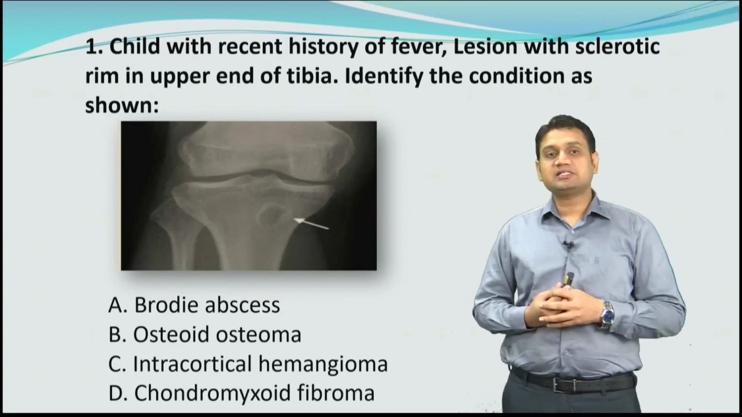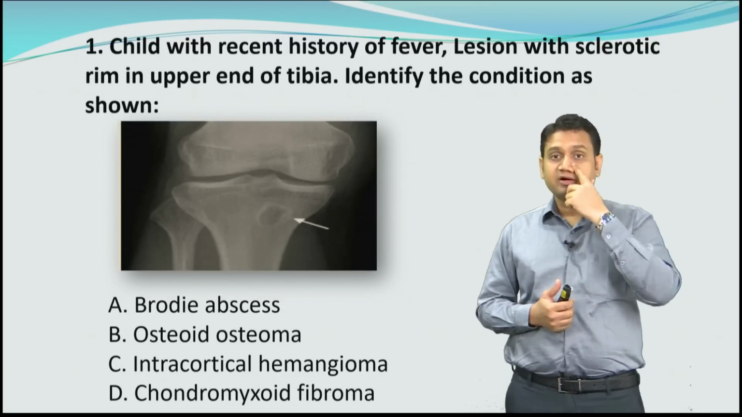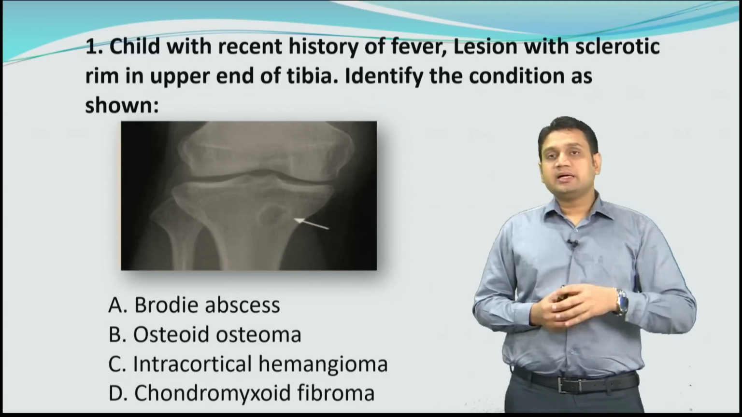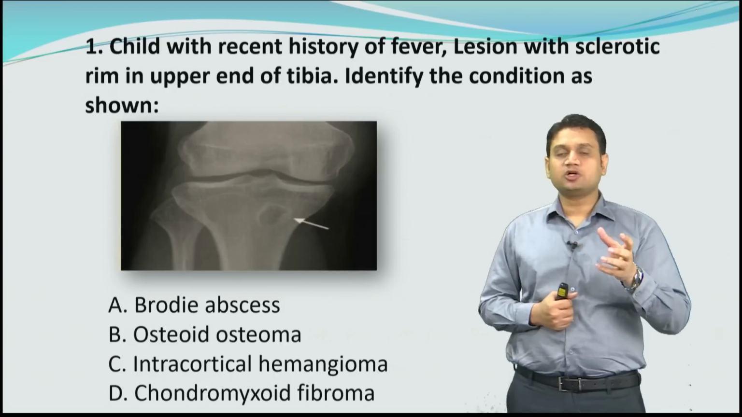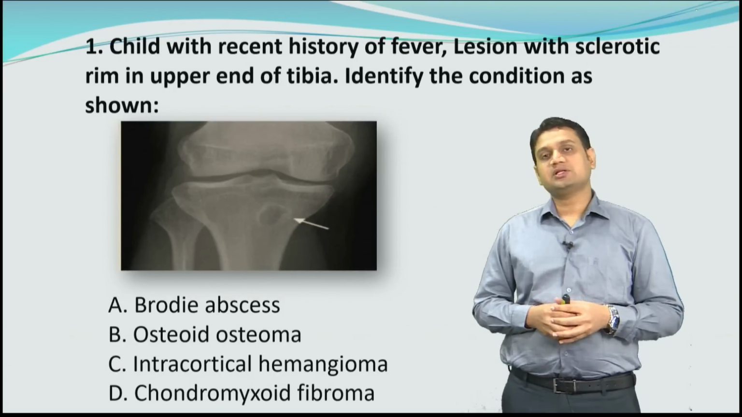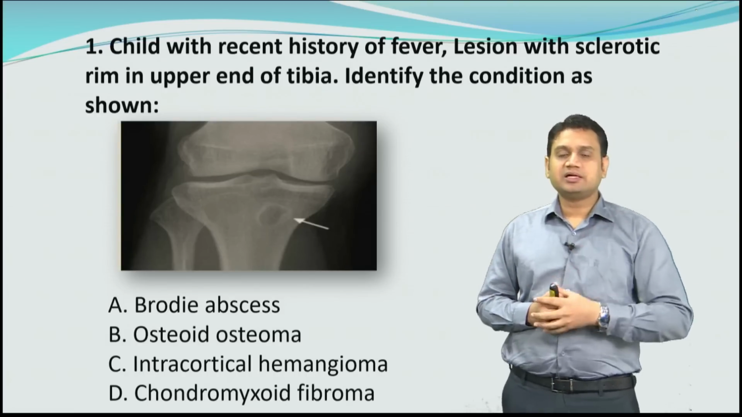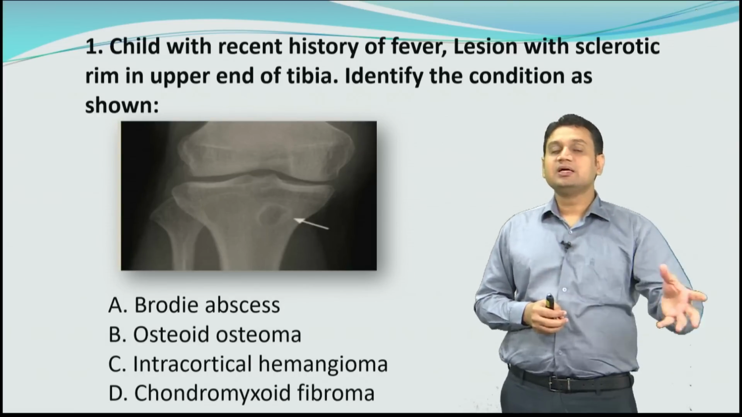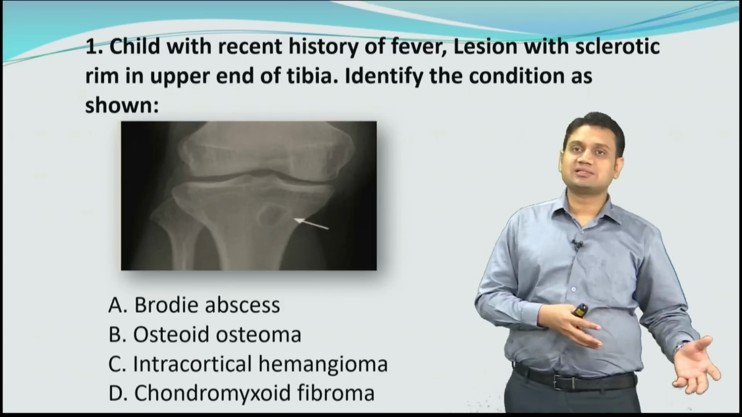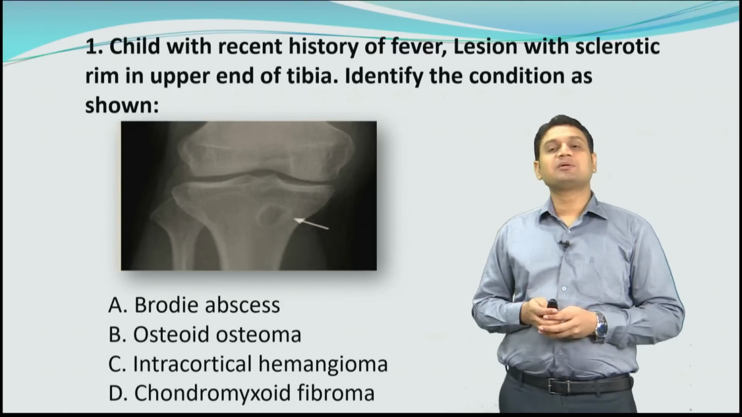But our condition says the child with recent history of fever, lesion with sclerosis in the upper end of tibia, identify the condition shown. It is a recent onset of fever, so less likely to be a case of something malignant. Okay, so lesion with sclerotic margin, there is no other constitutional symptom which is mentioned. So we just consider it to be a part of something which has started showing its manifestation very recently, right? So number one option we have is a Brodie's abscess. What is a Brodie's abscess?